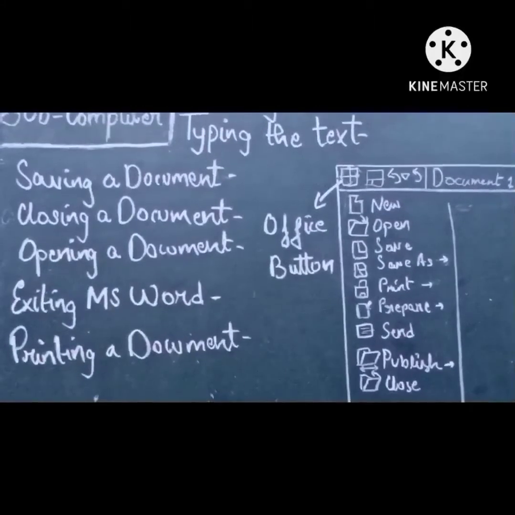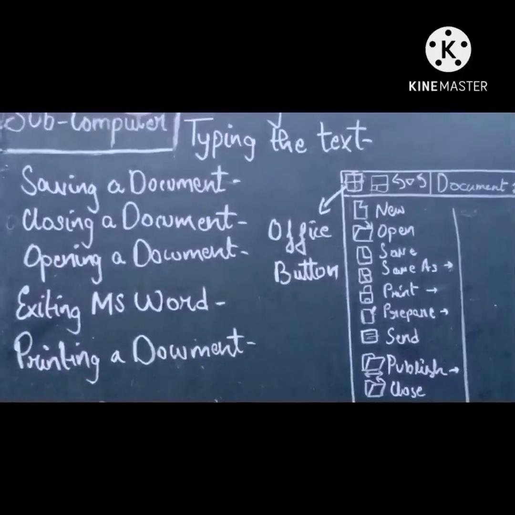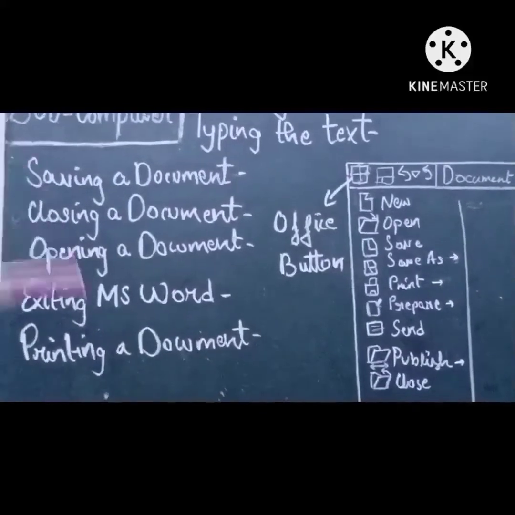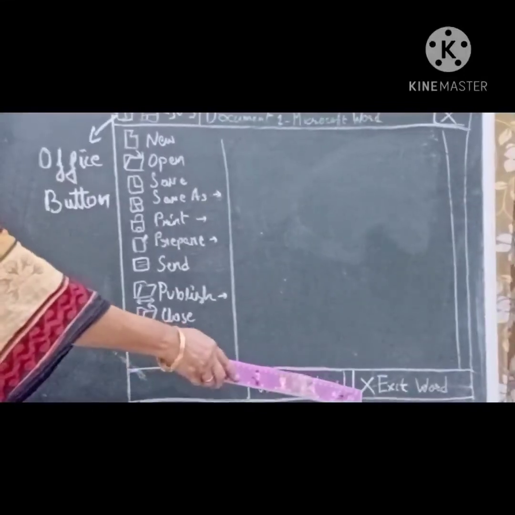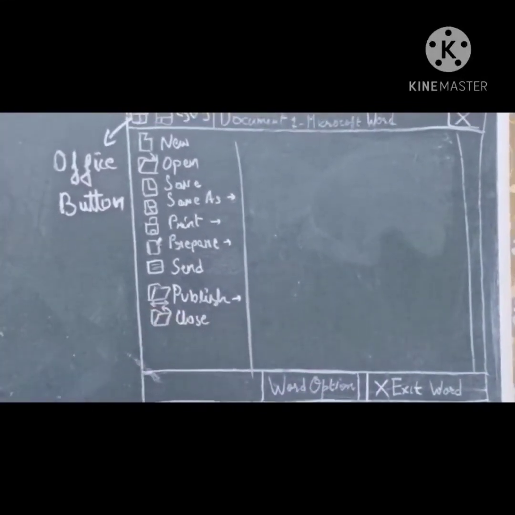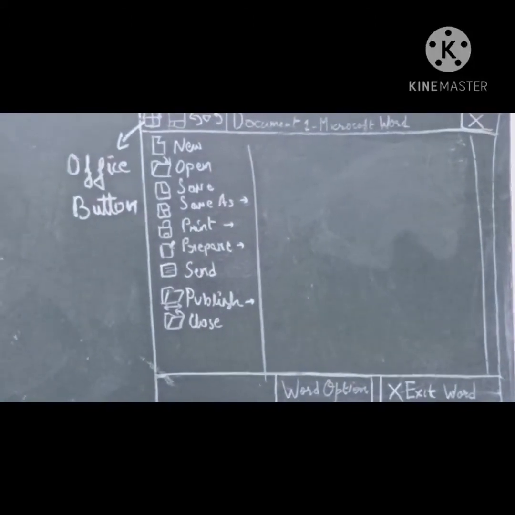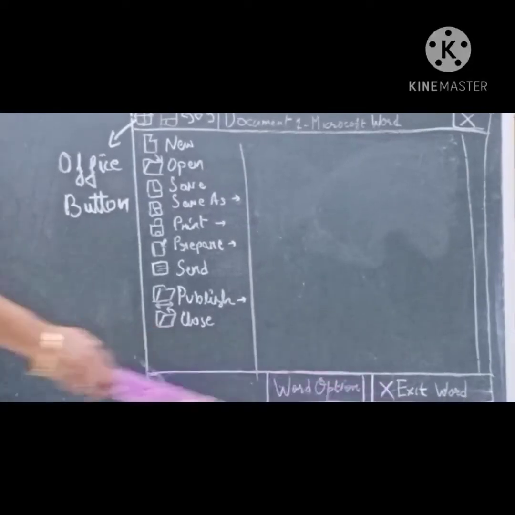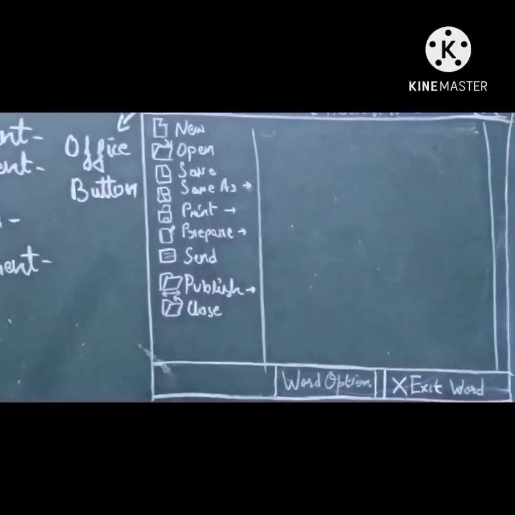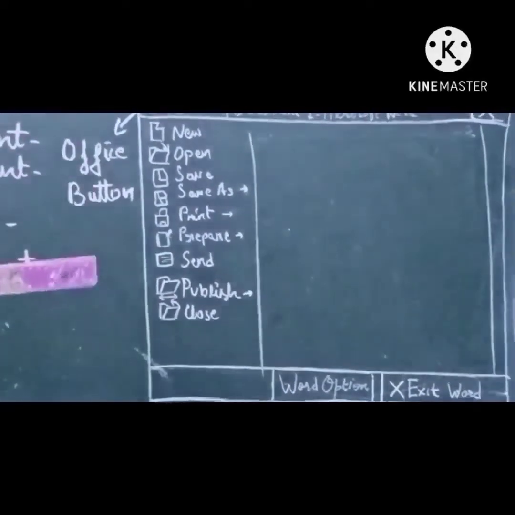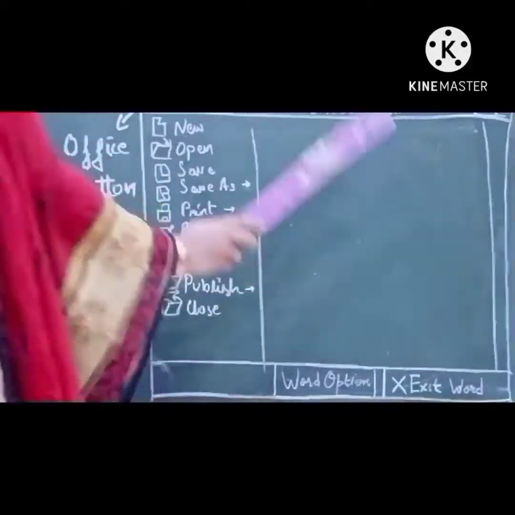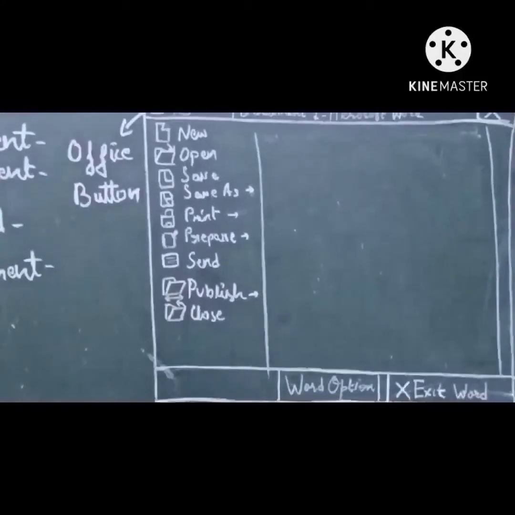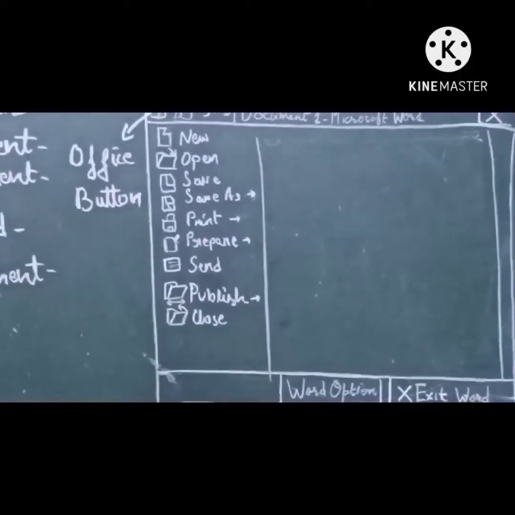After clicking on the office button, you have to select the Exit Word button. Here, children, this is your Exit Word button. Children, you have to click it here. What will happen when you click on the Exit Word button? You will exit from the MS Word application.